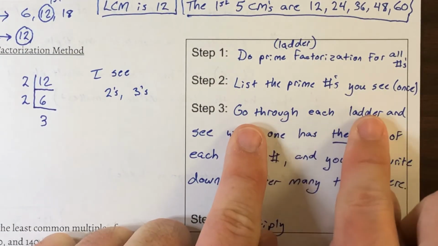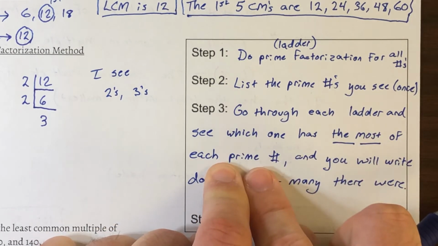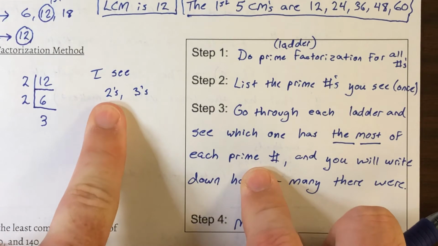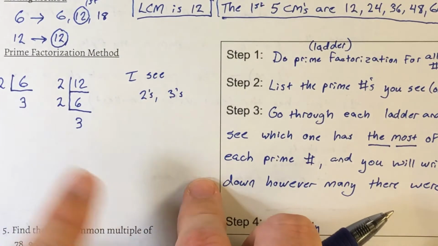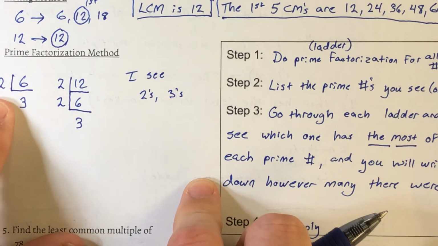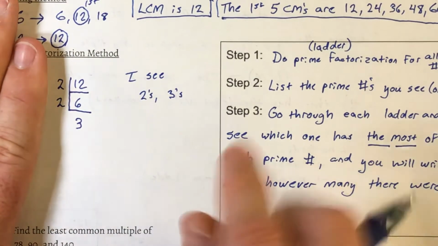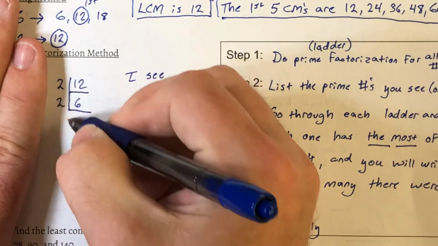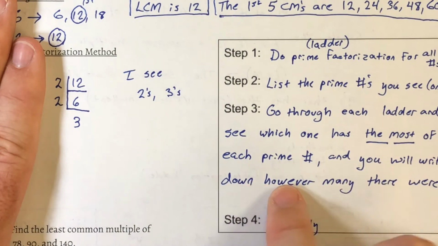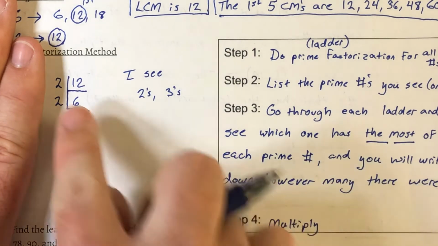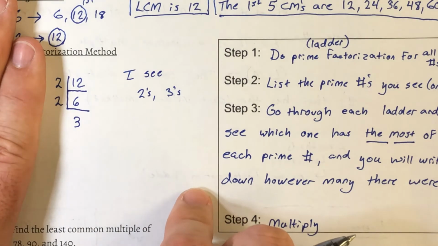All right, now to step 3. We're going to go through each ladder and see which one had the most of each of these prime numbers. So this is why I listed out what I saw. I see 2's. So which ladder has the most 2's? Well, this one has 1 2. This one has 2 2's. It's the winner. So which one has the most 2's? This one. Now what do I do with that? Well, it says you will write down however many there were. How many were there? I see 2 2's. So I'm going to write down 2 2's.